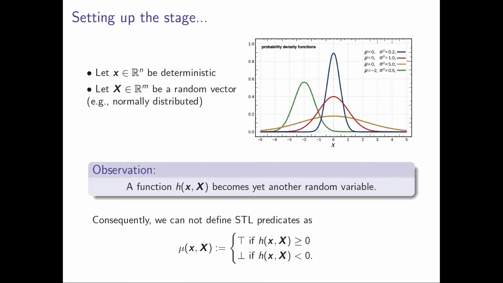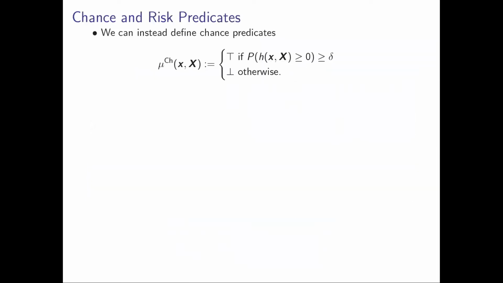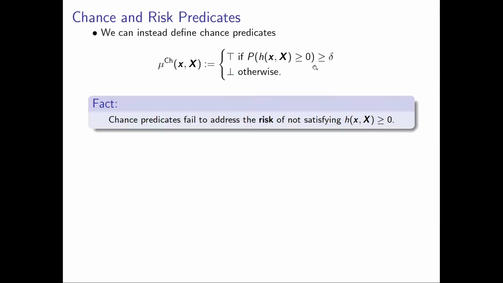Now, however, since this h of x, capital X is a random variable, these STL predicates are not well defined anymore. A possible remedy is to instead define chance predicates that are true whenever the probability that h is greater than 0 is greater than some delta. However, such chance predicates fail in particular to address the risk of not satisfying this predicate here. Risk can informally be introduced as considering the loss for realizations where h is smaller than 0.